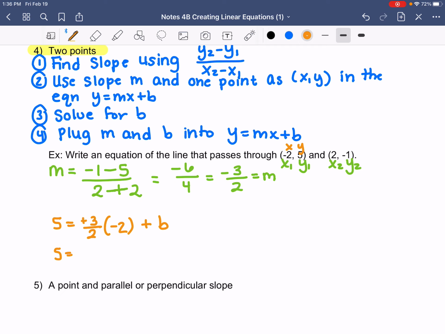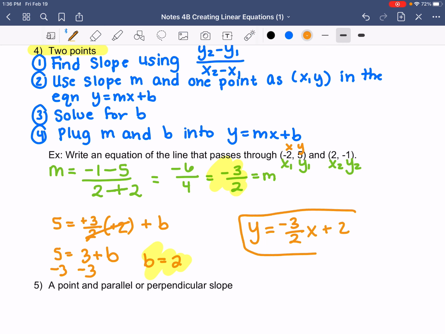So I get 5 equals, I have -3/2 times -2. Well, a negative times a negative is going to turn positive. And then 3/2 times 2, when you multiply the top 3 times 2, you get 6, and divide by 2, these cancel each other out. So you're just left with 3 plus b. Subtract 3 on both sides, and we get b equals 2. So now I have m, I have b, and I put them into an equation, y equals mx plus b. All right, that one probably has the most work.